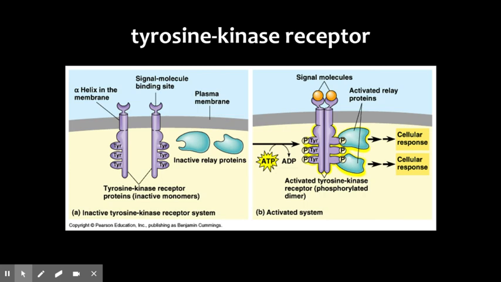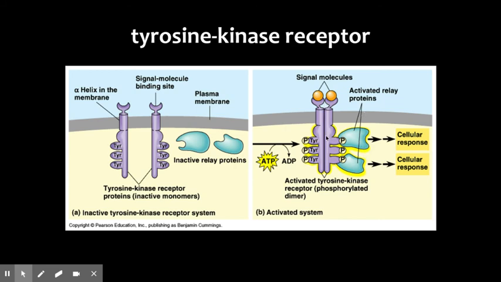The tyrosine kinase receptor, I say kinase, I'm from East Tennessee. So the tyrosine kinase receptor, you can see that it's actually made up of two receptor proteins. And so while they're hanging out waiting for their signals, you can see that they are inactive, and they have some distance between them. Then once the signal molecules attach, in this case it takes two, one binding to each of the proteins, they will kind of join together.